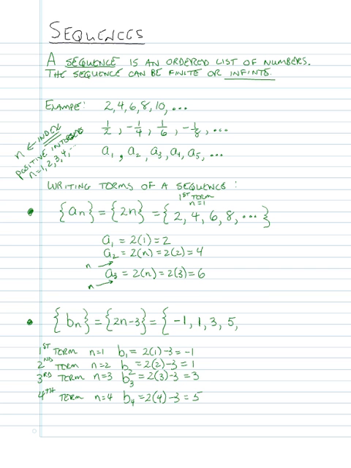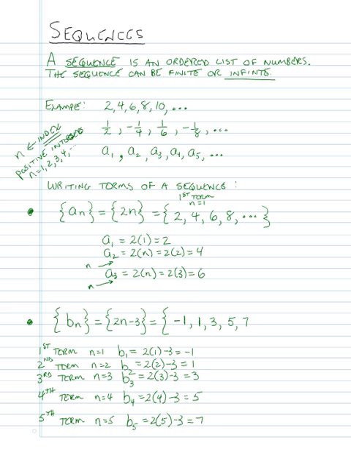Maybe you can guess now what you think the next term, the fifth term, will be, but let's see if we can calculate it here, the fifth term. Okay, well, the fifth term would be when n is 5. And so we're calculating the fifth term, b sub 5, and we do that by saying 2 times n minus 3. Well, that's 10 minus 3, which is 7.